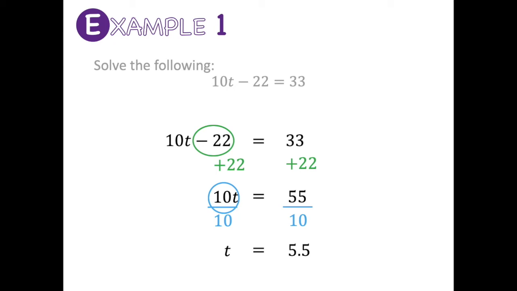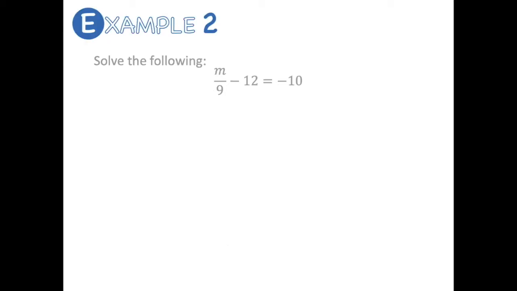So let's have a look at a second example. In my second example, it's m over 9 subtract 12 is equal to negative 10. Applying my reverse BIDMAS order, I have negative 12, or subtract 12, that I want to get rid of first. I remove it by doing the opposite. So minus 12, the opposite will be to add 12. I need to do that to both sides, so I add 12 onto both sides.